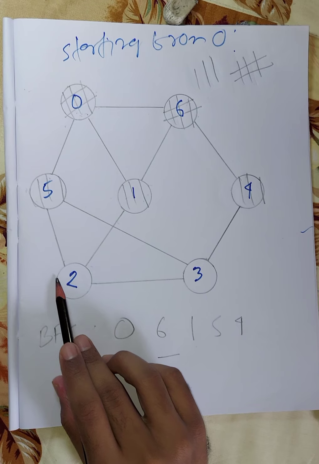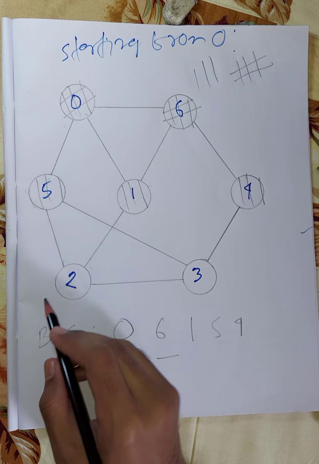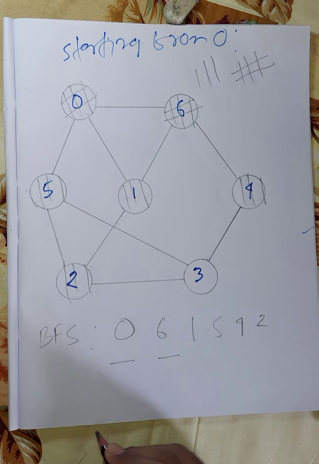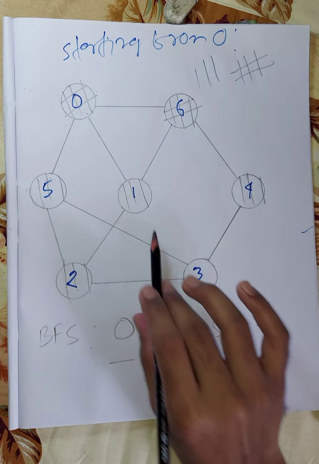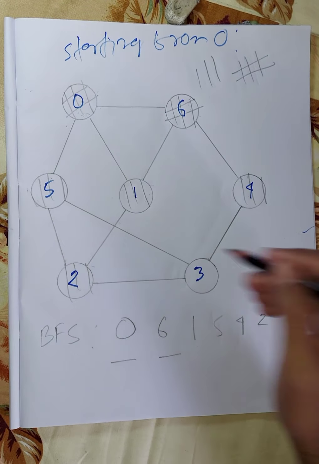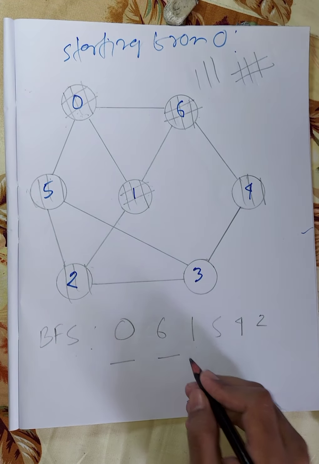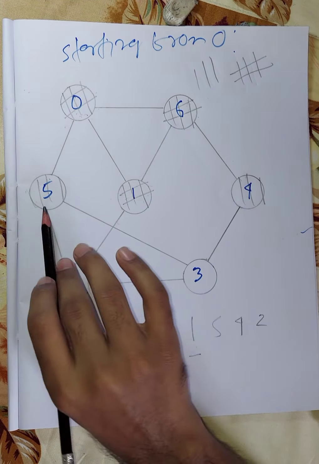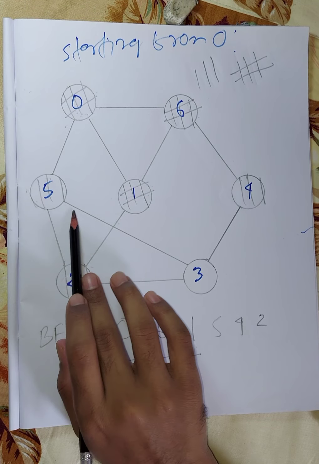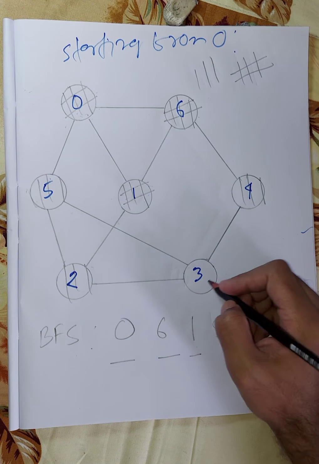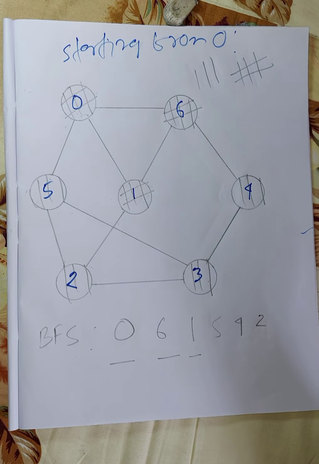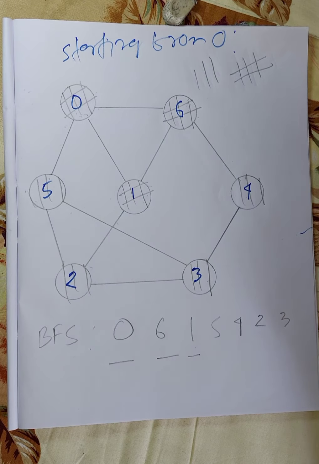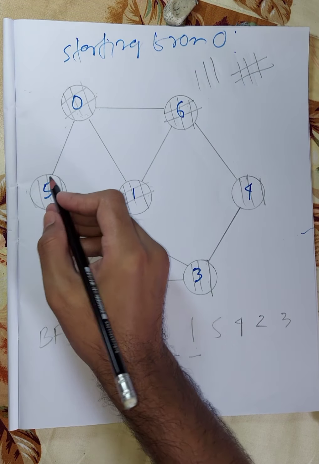So the adjacent vertices are these: 2. Now there is no part left unvisited, so 1 is completely explored. So underline it. So now 5. Now 5's only one part is unvisited. This is 3. So 3, there is no part left unvisited. So this is completely visited.